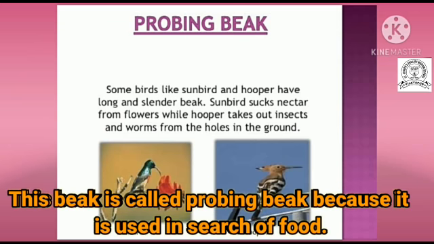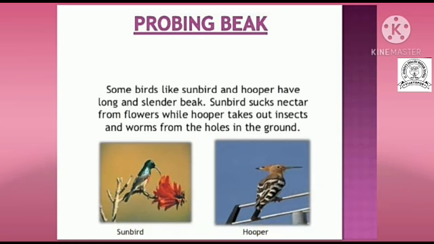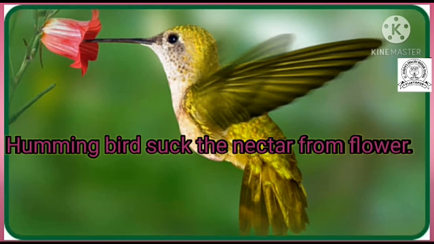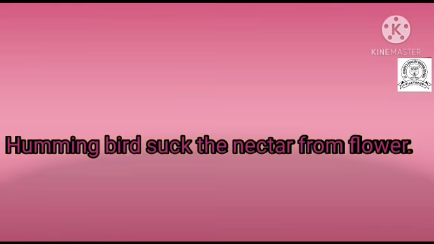That's why this beak, because it is used in search of food, is called a probing beak. Got it now, children? Why is the beak called a probing beak? Because by using the beak, the bird can find their food. See the hummingbird's beak, how long and slender it is. By using that, they can catch the nectar which is inside the flower.